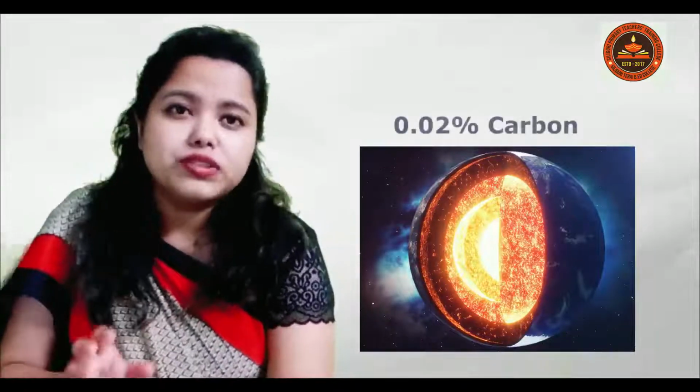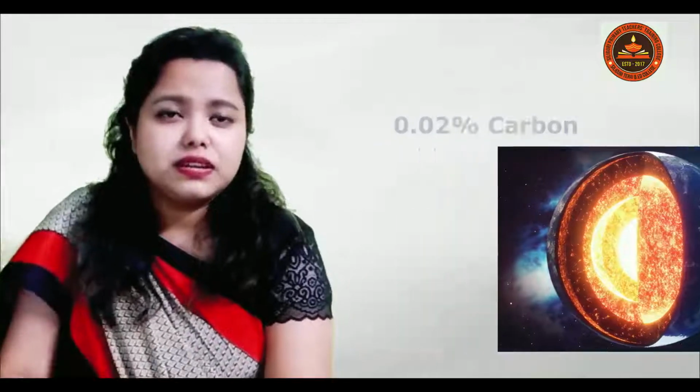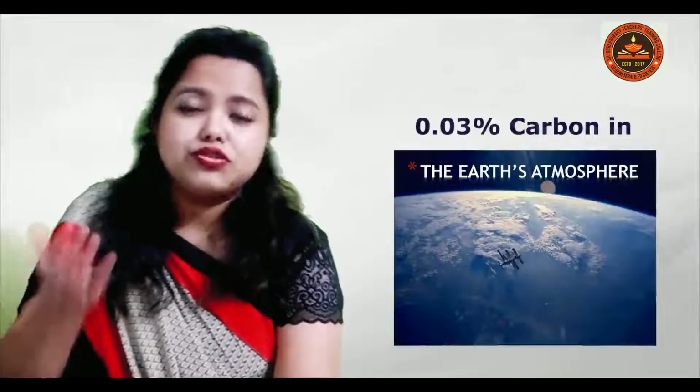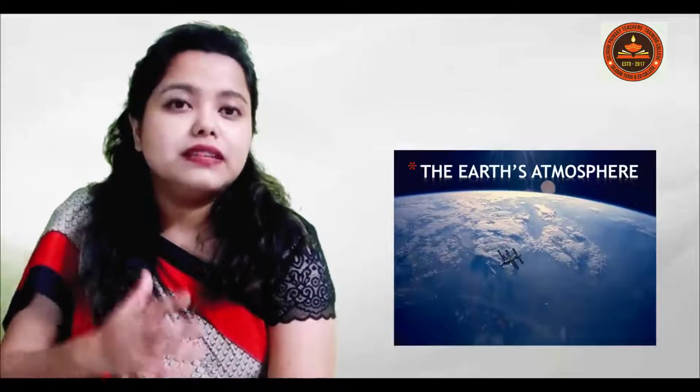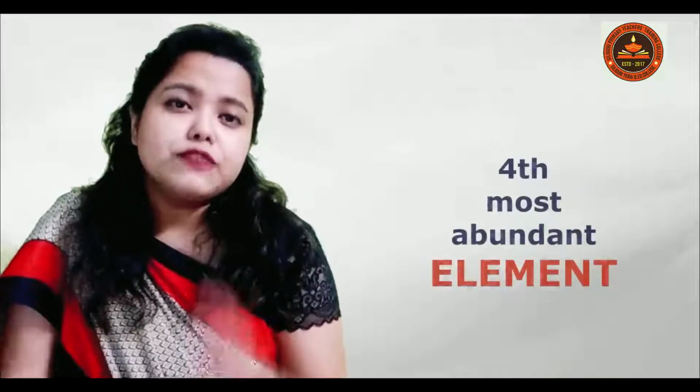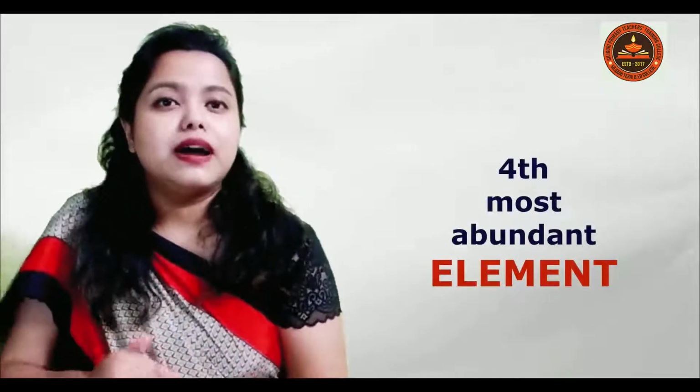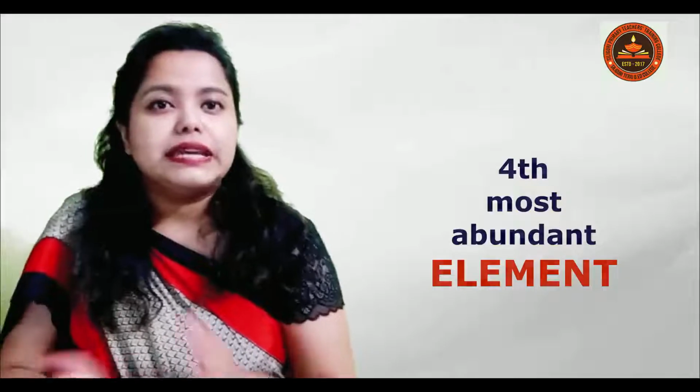Well, for this, we have to know that in the Earth's crust, okay, the carbon's percentage is very low. It's just 0.02%. In the atmosphere, whereas it is 0.03%. So it is considered that it is the 15th most abundant element in the Earth's crust. Now in the universe, it is considered that it is the 4th most abundant element after hydrogen, helium and oxygen.